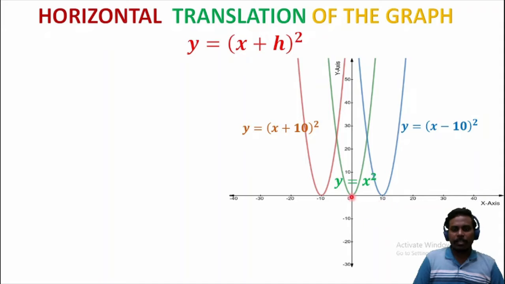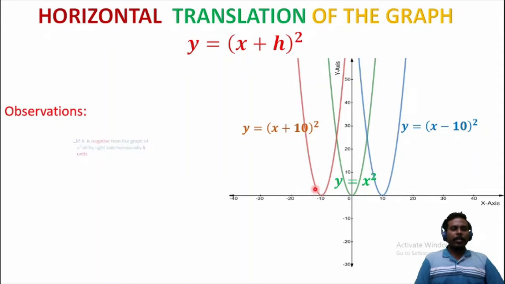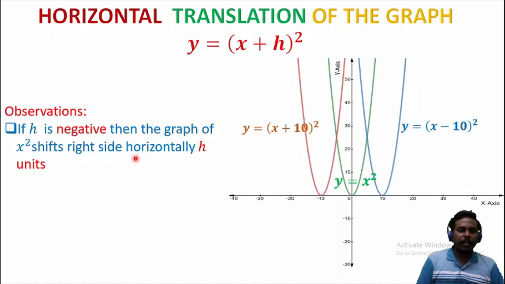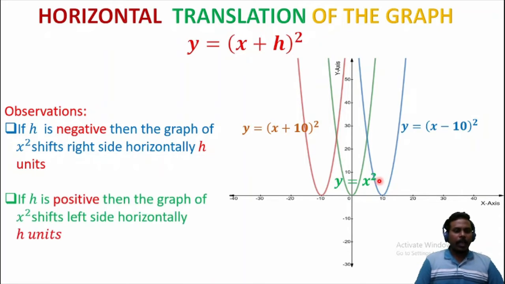So here, this is y is equal to x square. We have seen this. Now when h is equal to minus 10, the graph is here, and when h is equal to plus 10, the graph is here. Of course, the basic structure of the graph remains same, but in this case, it has shifted horizontally to the right side, and in this case, it is shifted horizontally to the left side. So what are our observations here? If h is negative, the graph of x square shifts right side horizontally h units. And if h is positive, then the graph of x square shifts left side horizontally h units.